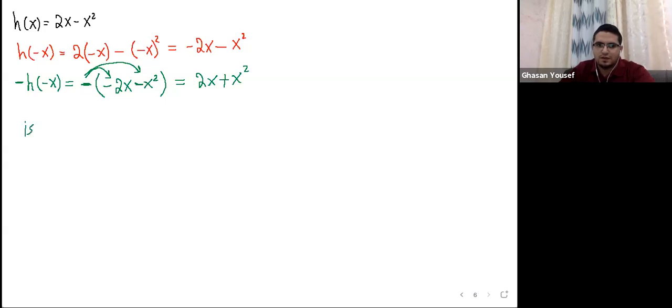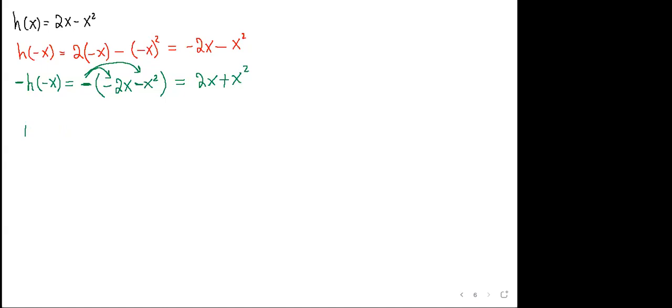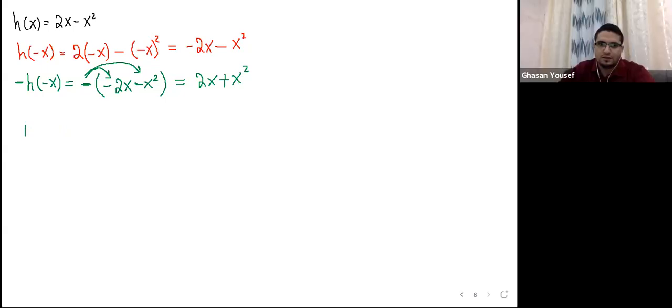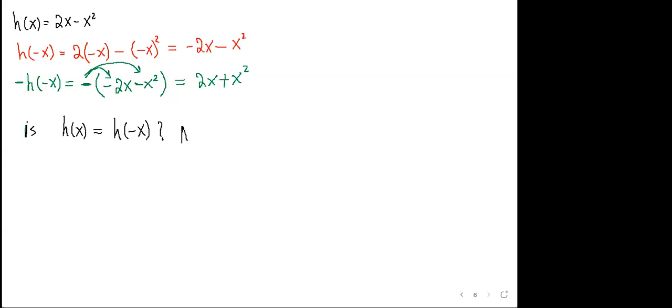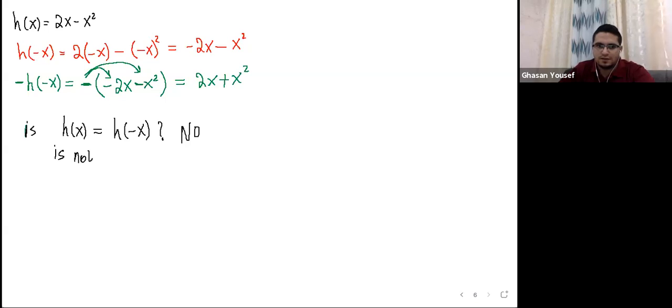Is h of x equal to h of minus x? I will use the black color. My question is, is h of x equal to h of minus x? Is this thing here equal to this? No. So the function is not even.